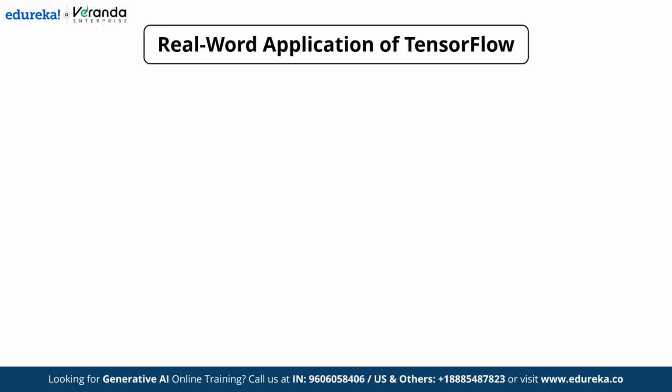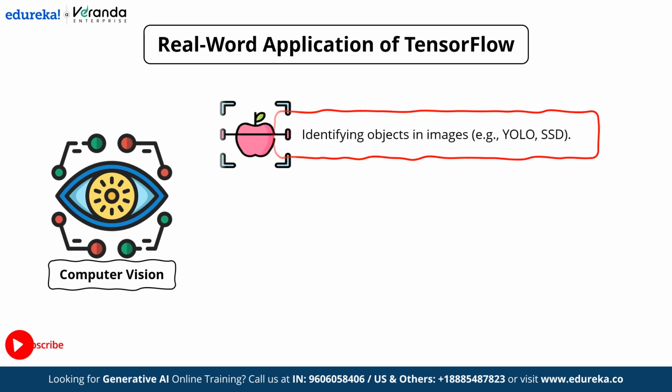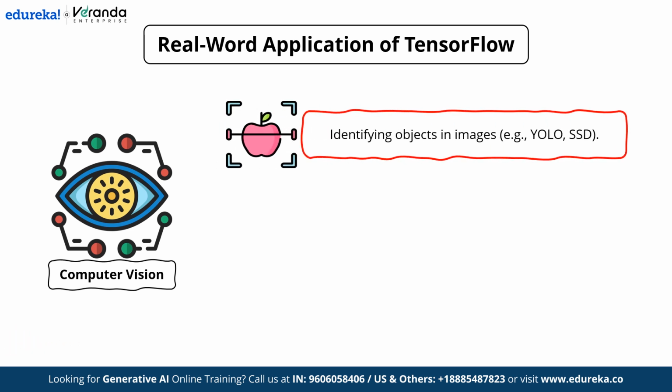Next, let's explore the real-world applications of TensorFlow. Real-world applications of TensorFlow in computer vision, showcasing its versatility and impact across various fields. TensorFlow is widely used for identifying objects in images, with algorithms like YOLO, You Only Look Once, and SSD, Single Shot Detector, enabling tasks such as detecting pedestrians and obstacles in self-driving cars or identifying suspicious objects in security systems.